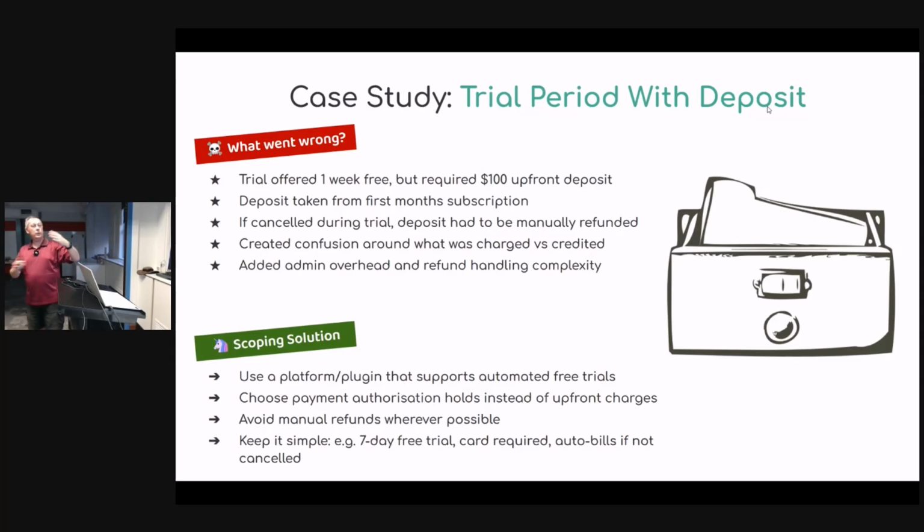So again, what we could do early on is think about the platform and plugin and how that automates free trials. So again, that's back to the planning. I think I had a bit on that, about how do you implement free trials. Choose payment authorization holds, maybe, instead of upfront charges. It's like push it back. Try and avoid manual refunds, because manual refunds are a nightmare. So if that's automated, that's great.